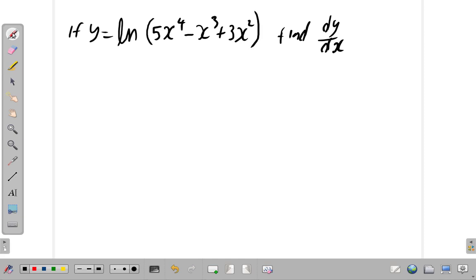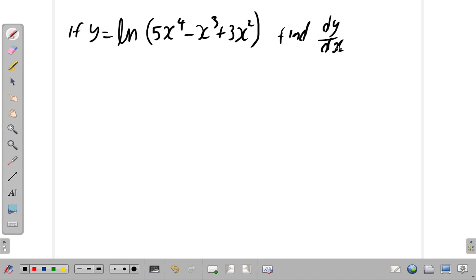Let's look at this problem here. It says if y is the natural log of 5x to the fourth minus x cubed plus 3x squared, you must find dy by dx.